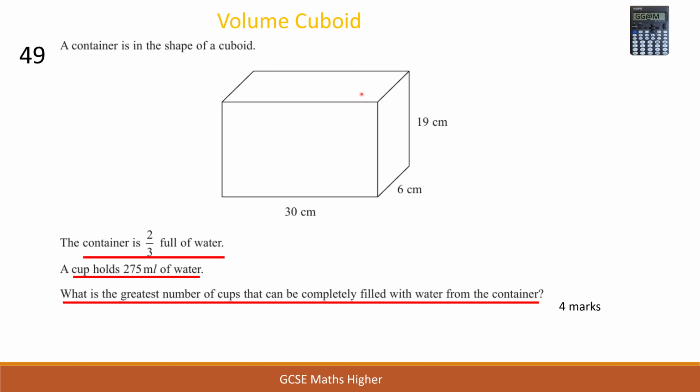So we need to work out how much water is in the container. So you could do the length times the width times the height to work out the total volume. Then find 2/3 of it to work out how much water it is, and then divide that by the amount in each cup will tell you how many cups.